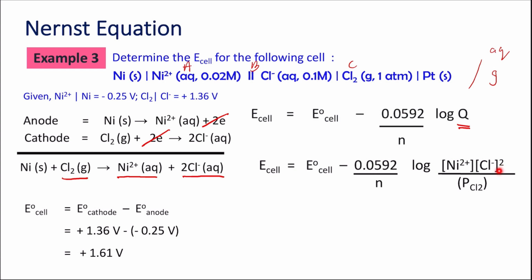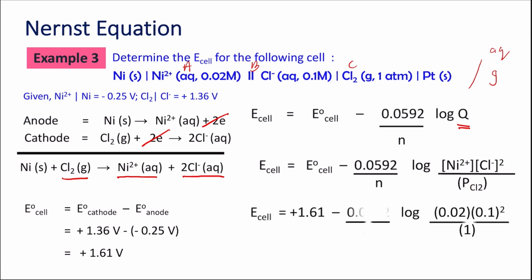Cuma value concentration untuk Ni2 plus dan Cl minus kita dapat daripada sini. Tapi untuk Cl2 sebab dia dalam phase gas, kita akan masukkan dalam unit ATM. So jangan pelik, nanti ada yang tanya kenapa unit tak cancel. Sekarang kita treat concentration dan gas itu sebagai satu entity. So kita hanya ambil value dia sahaja. So we put it as 1 for partial pressure Cl2 gas here. So when you put the values inside the expression, awak akan dapat E cell is positive 1.72 volt.